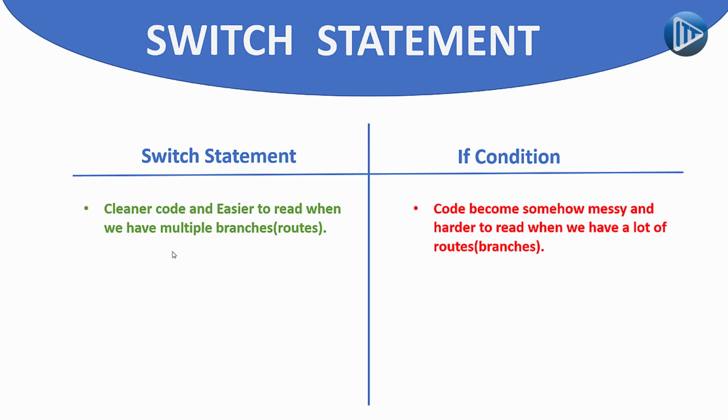So when we write code, we always need to make it as clean and easy to read as possible. And switch statement code most of the time is cleaner compared to the if condition, which somehow becomes messy and harder to read when we have a lot of routes or branches. Let me give you an example.